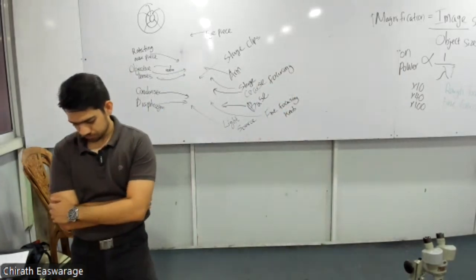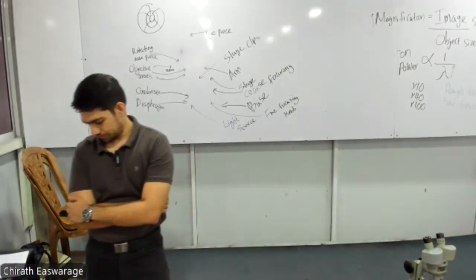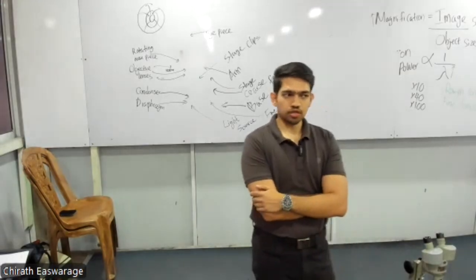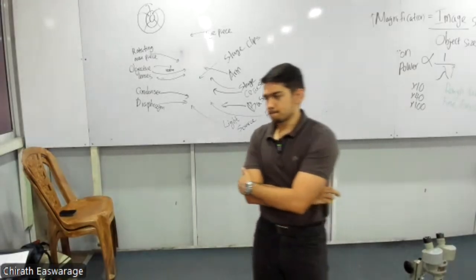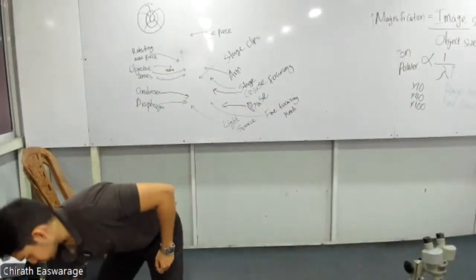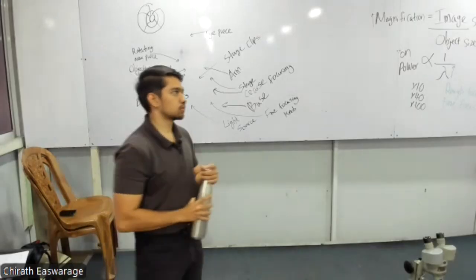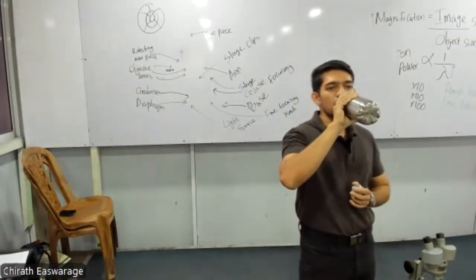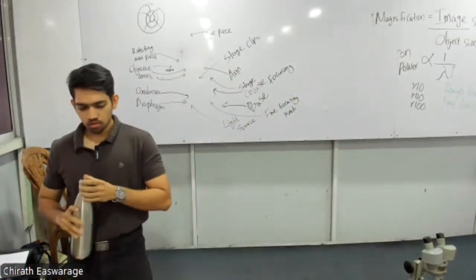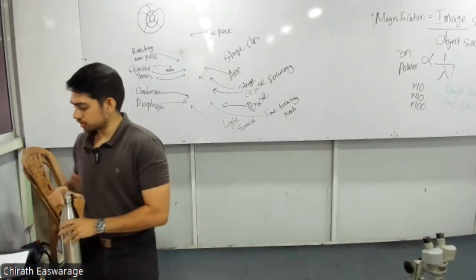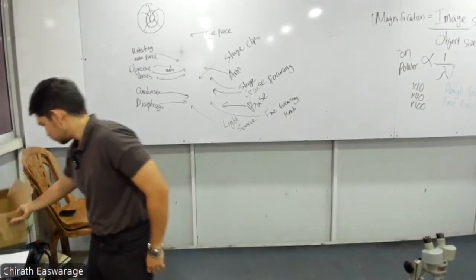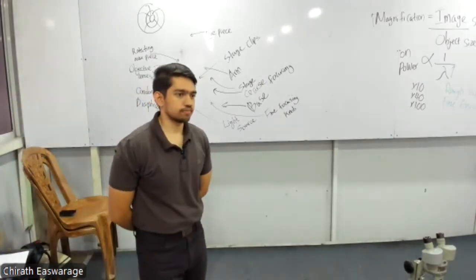Then condenser. What is the function of the condenser? It's again a lens, right? You can say focuses light from the light source to the specimen, onto the specimen.